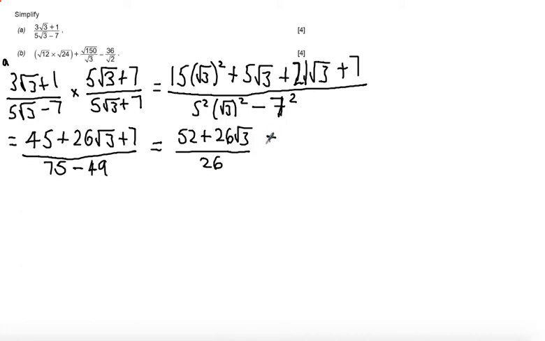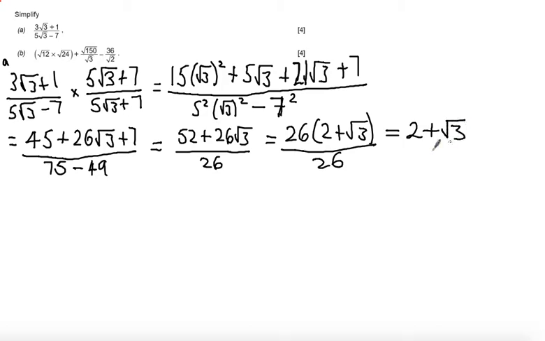Now I can factorise the top. I can take out a common factor of 26, so I get 26 times (2 plus root 3) over 26. So we can see the 26's cancel, and we get left with an answer of 2 plus root 3.